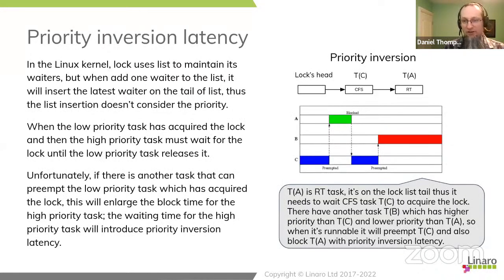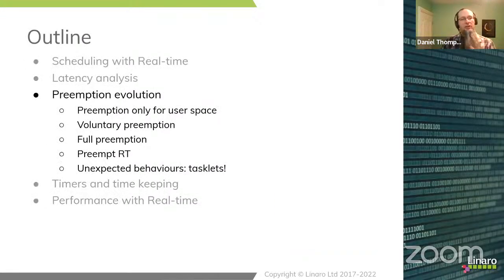And then finally, priority inversion latency we talked about last week, and we expect it to be fixed by using priority inheritance. So that's the kind of scene setting study of latency analysis. We're now going to look at the 4 different models that Linux supports for different types of preemption.